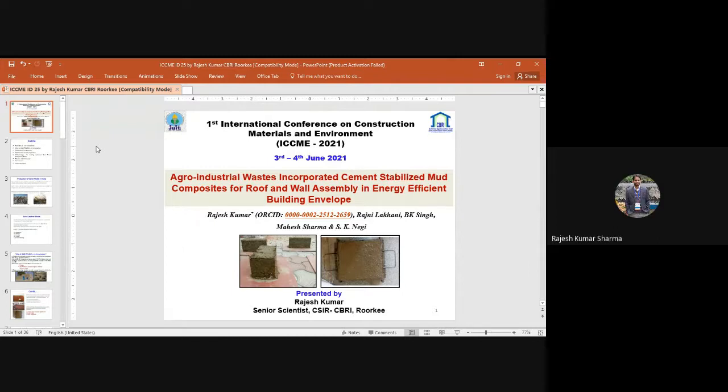So the topic of presentation is agro-industrial wastes incorporated cement stabilized mud and composites for roof and wall assembly in energy efficient building envelope. This paper is authored by myself, Dr. Rajni Lakhani, one of my MTech students, Vibhakar Kumar Singh, Dr. Mahesh Sharma, and Dr. S.K.